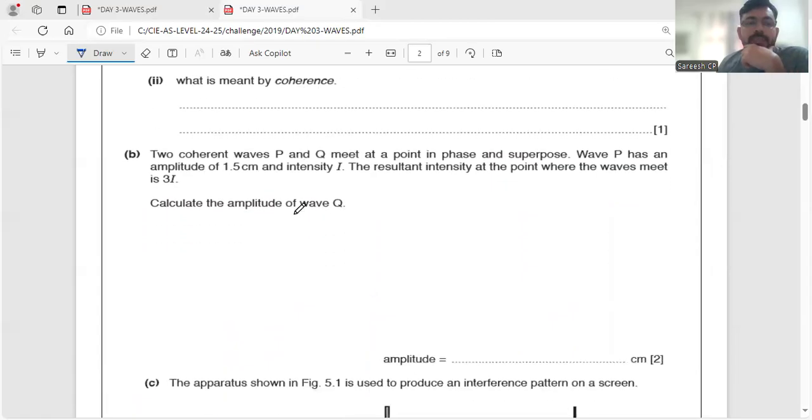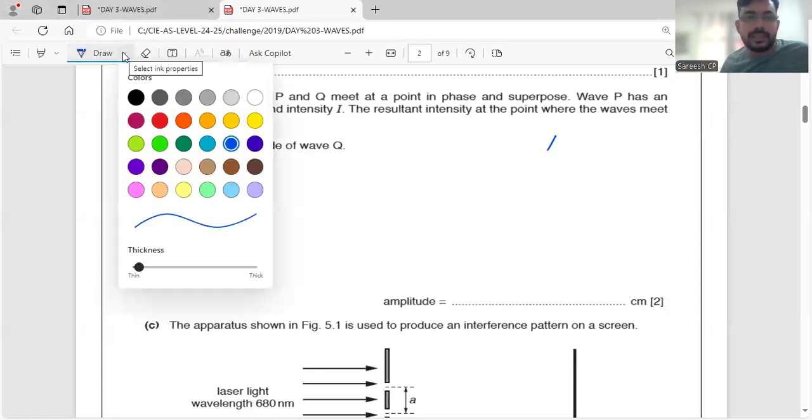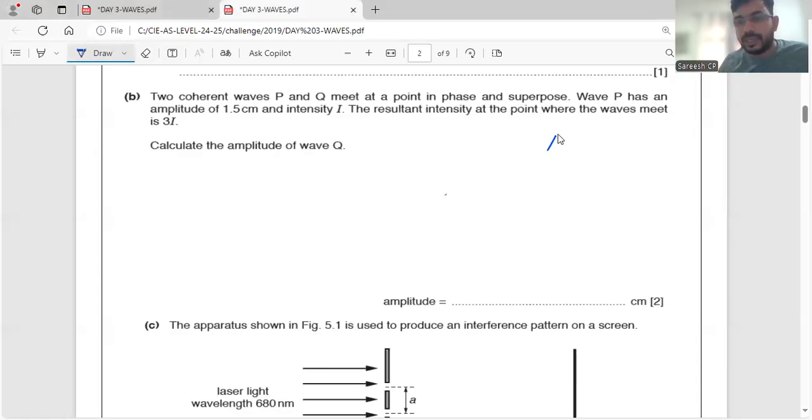Now, the next one is about two coherent waves P and Q that meet at a point in phase and superpose, where wave P has an amplitude of 1.5 centimeter. So the amplitude of P is equal to 1.5 centimeter, which is given to you.